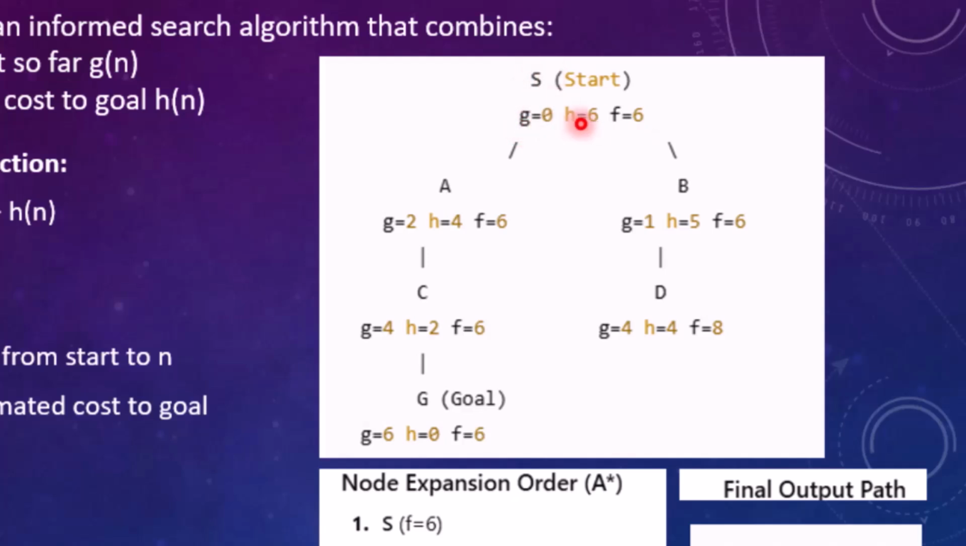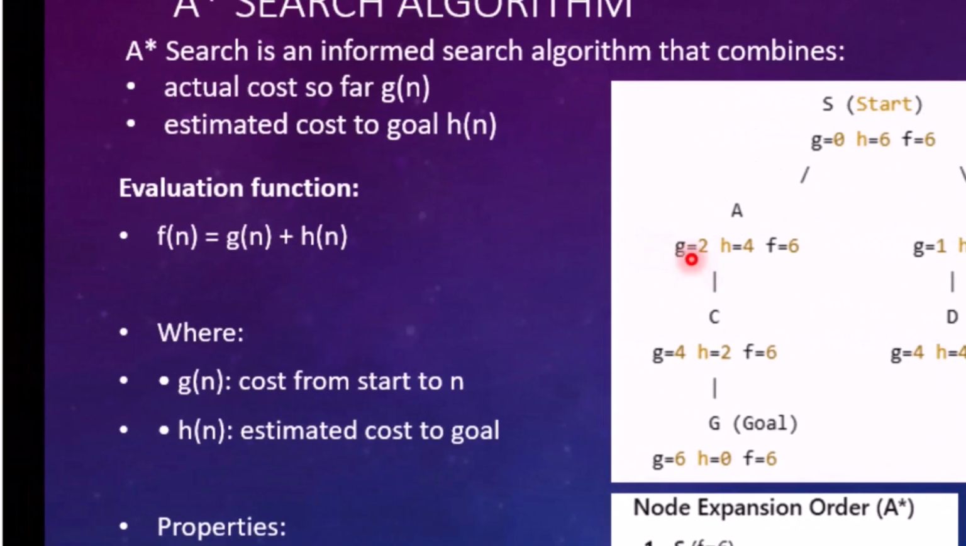Now h of S, I mean h of n, is 6. That means the distance between S and the goal is 6. So the sum of g of n and h of n, which is 0 plus 6, equals f of n, which is 6. Okay, so we are starting from S. We are looking at the value of f, mind you, which is the sum of the two: the estimated cost to the goal and the distance covered so far.